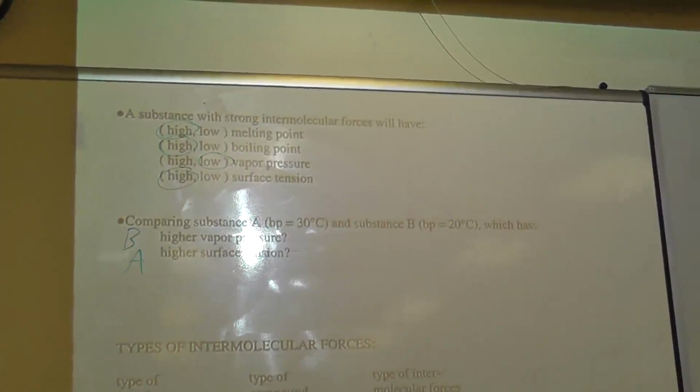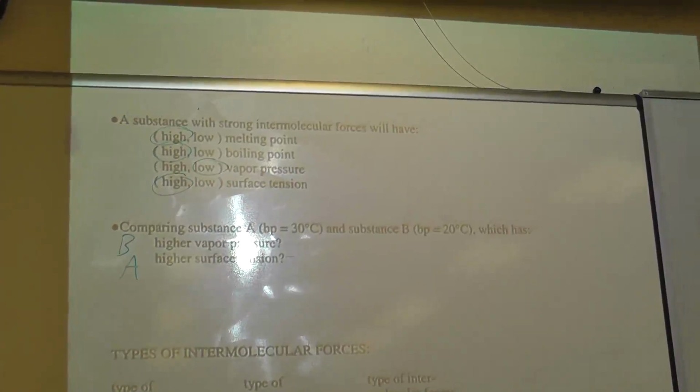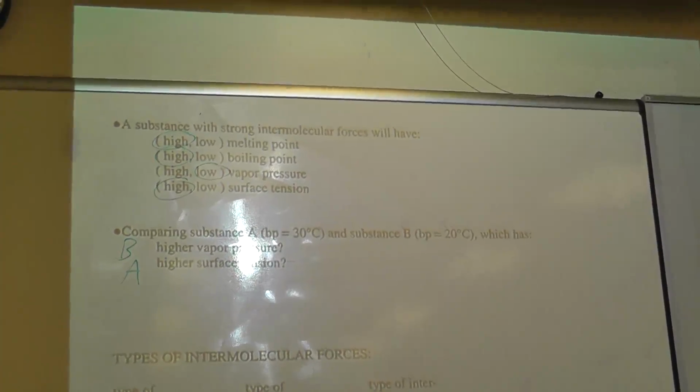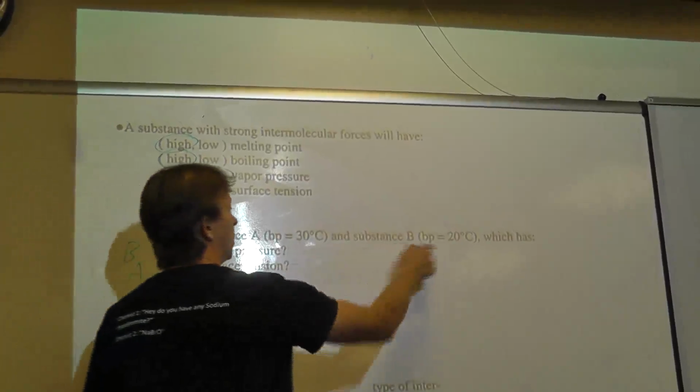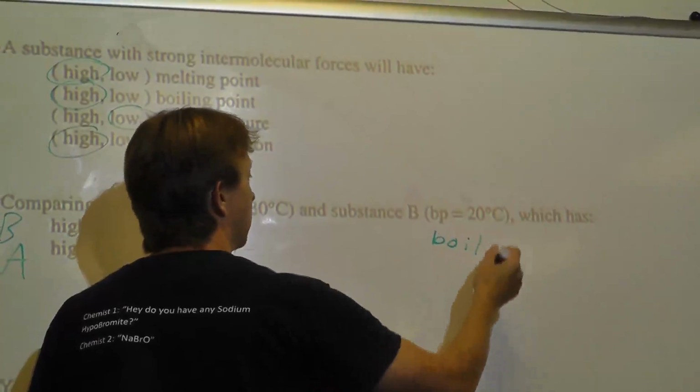Question about these kinds of comparisons. Can you explain why B is higher in vapor pressure? Because when you compare these 2 boiling points, this one is boiling at a lower temperature.